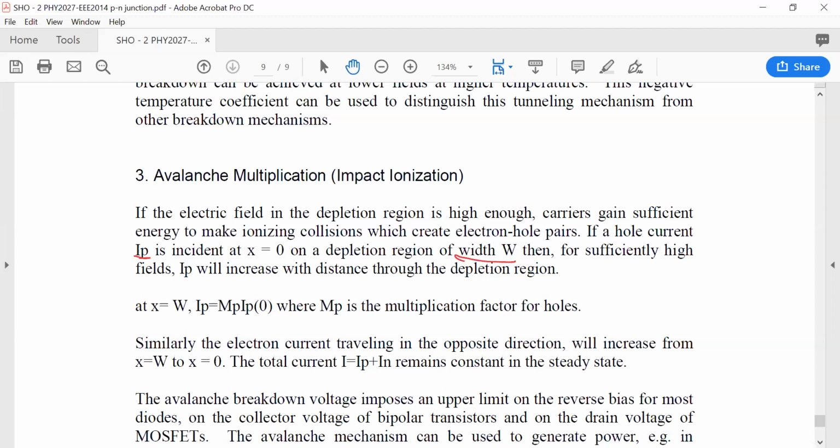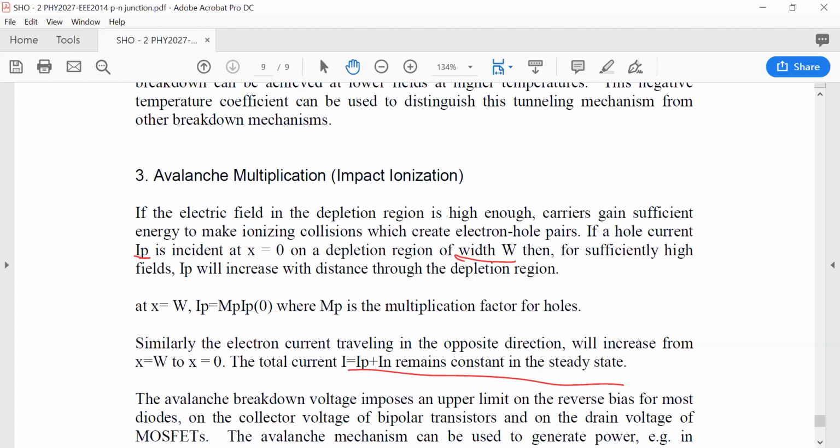I_P, the hole current, is going to increase as it goes along through the depletion region, generating more electron-hole pairs. And so this means that there's going to be more current for larger depletion widths. And similarly, the electron current travelling in the opposite direction is going to increase as it goes from x equals W to x equals 0. And the total of the current of the electrons and holes is going to remain constant in a steady state. One's going in one direction and one is going in the other. That's what this is saying here.